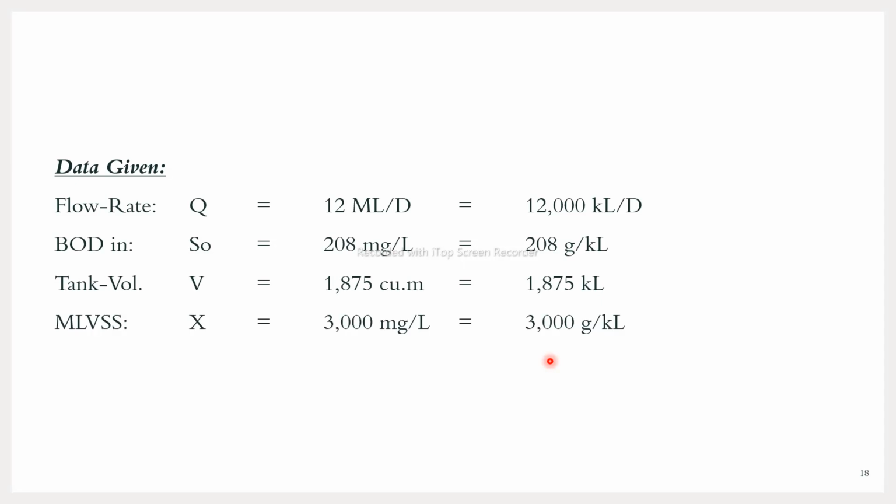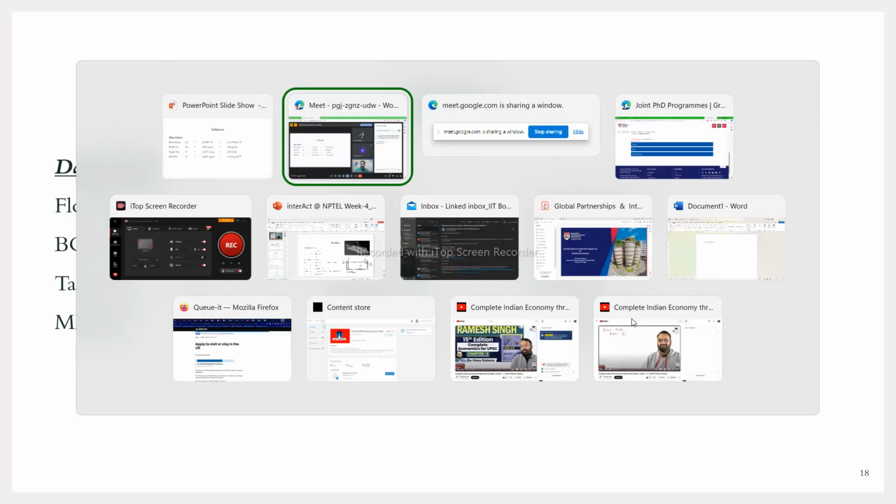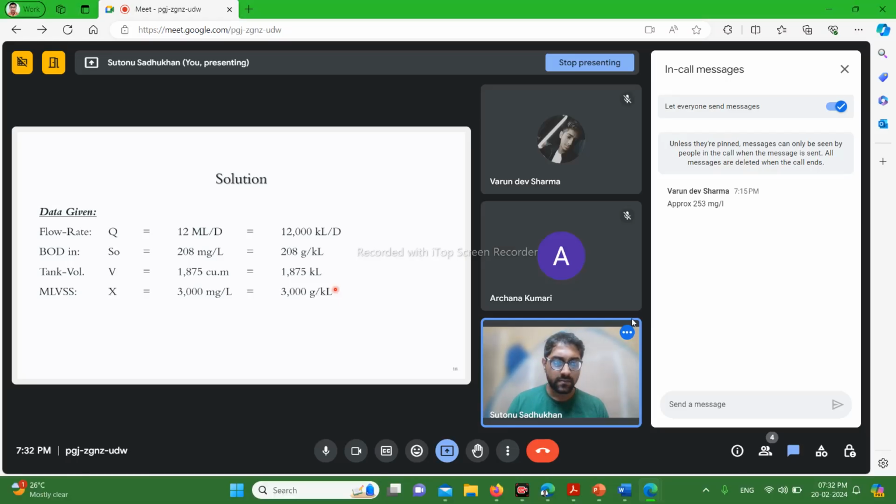So MLVSS, that is mixed liquor volatile suspended solids, is nothing but your microorganisms. Their concentration is denoted as X, which is 3000 milligram per liter. That means again gram per kiloliter, 3000 gram per kiloliter. So all the units are the same, and per day this term will be there. So the solution is, has anyone calculated? No. Okay.